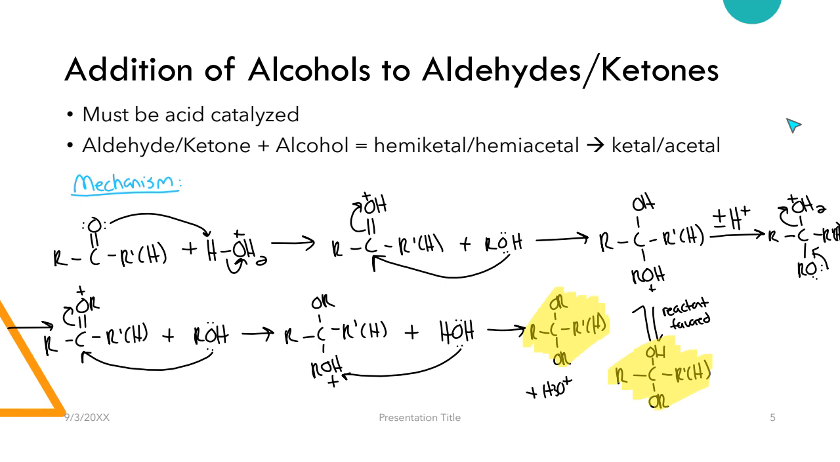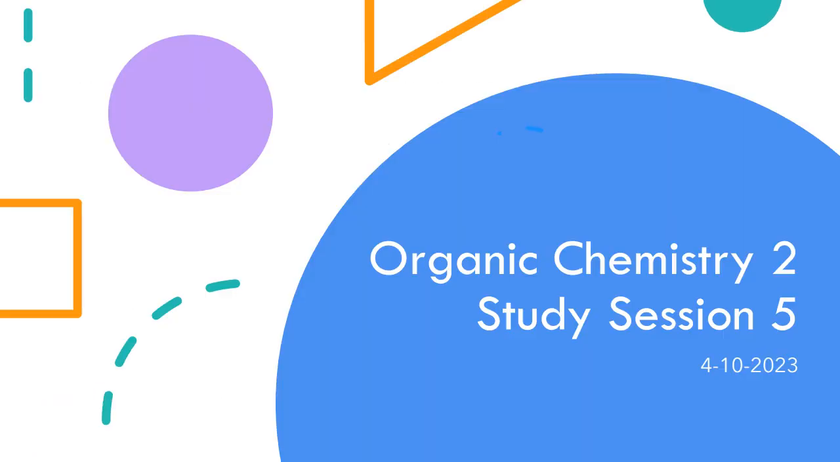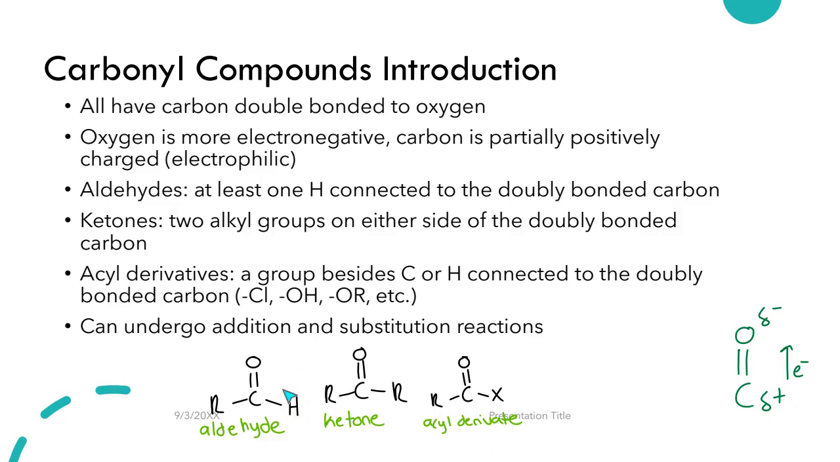What's the difference between an aldehyde and a ketone? So let's go back. An aldehyde has one hydrogen. It can have two, that's formaldehyde, but it has to have at least one hydrogen connected to the double bonded carbon. Ketones will always have two alkyl groups. Okay. Make sense?